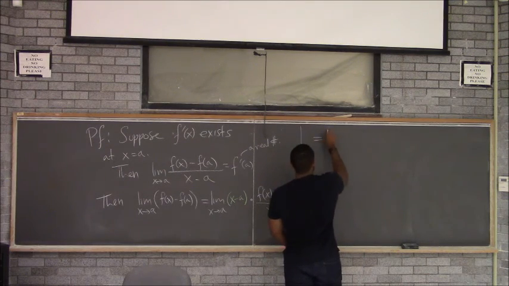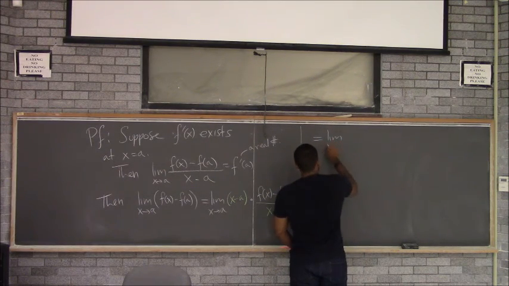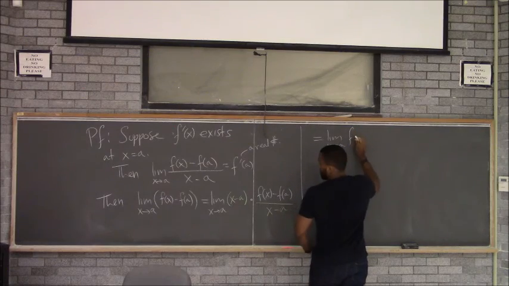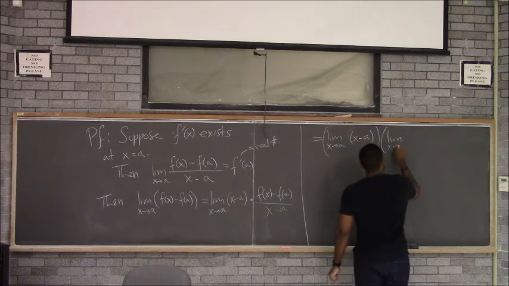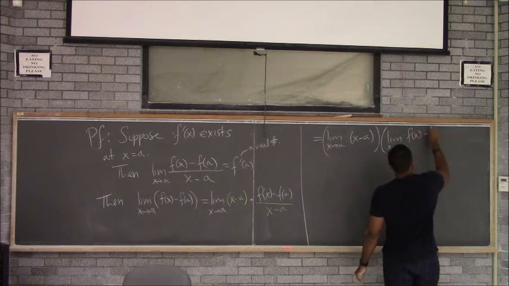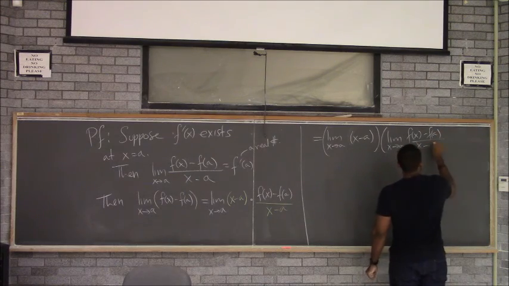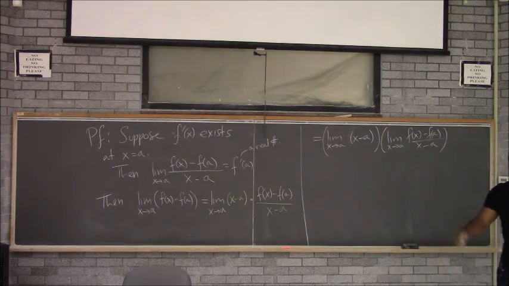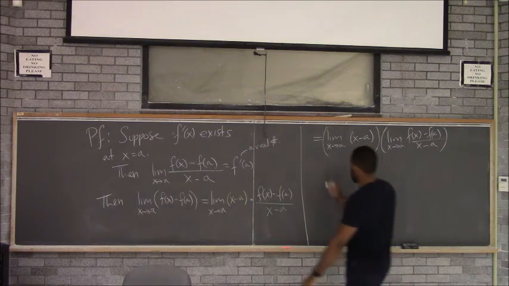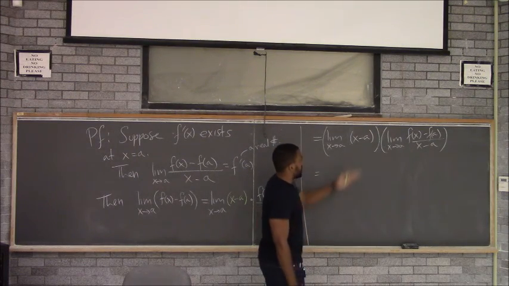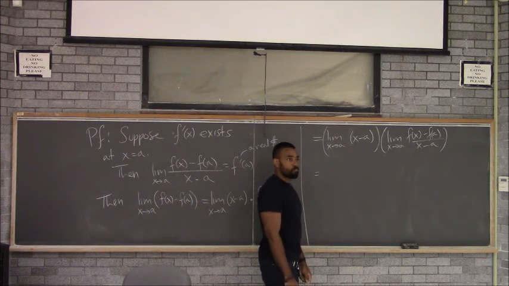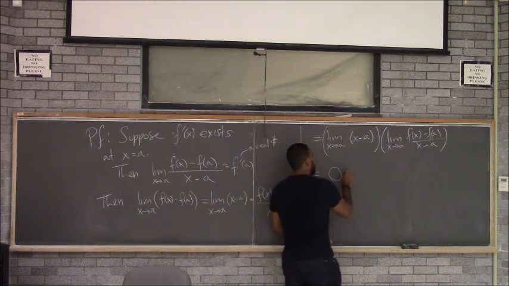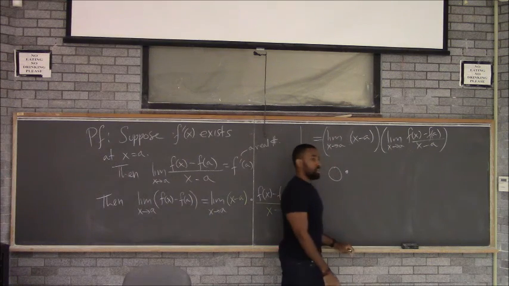We have the limit property. Now, this is equal to the limit as x approaches a of x minus a times the limit as x approaches a of f of x minus f of a over x minus a. We know that limits distribute across products, so we can use that property. What's the limit of this as x gets close to a? 0. What's the limit of this as x gets close to a?